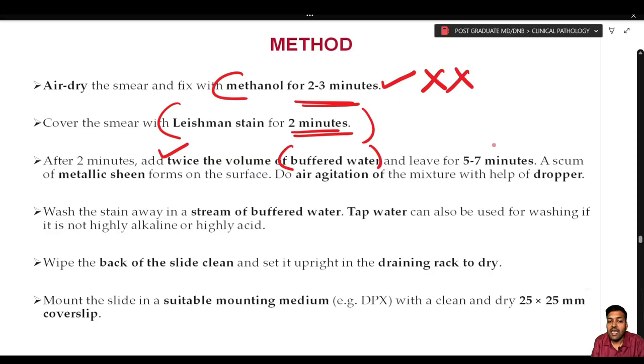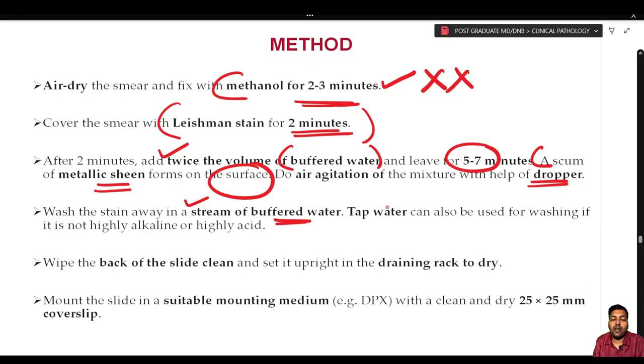Now once you add the buffer, you will see a scum of metallic sheen forming on the surface. Also in the process, after an interval of 15 or 30 seconds, you do air agitation of the mixture with the help of a dropper. Now wash the stain away in a stream of buffered water. Tap water can also be used for washing if it is not highly alkaline or highly acidic. Usually we use tap water for washing.